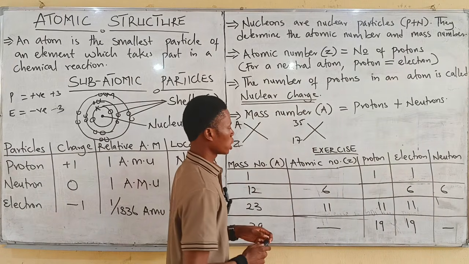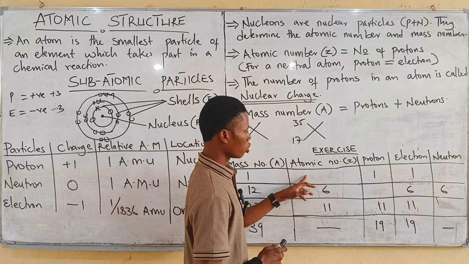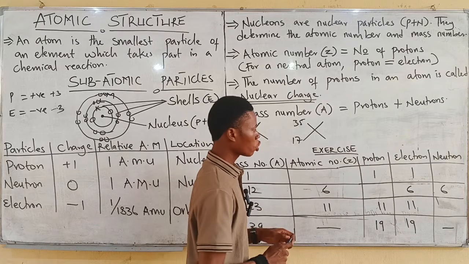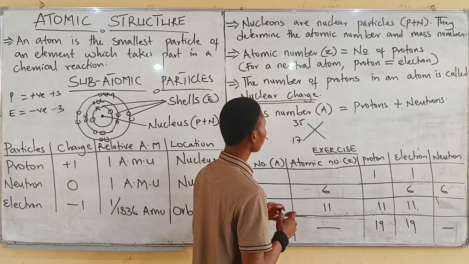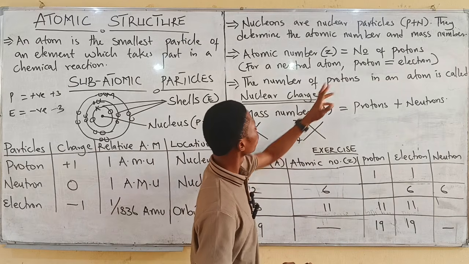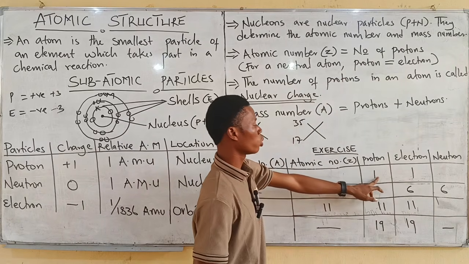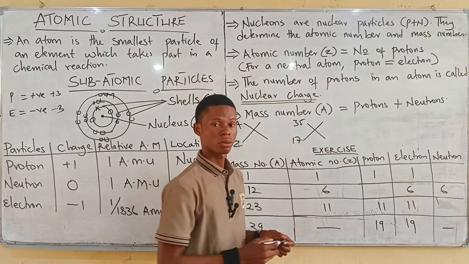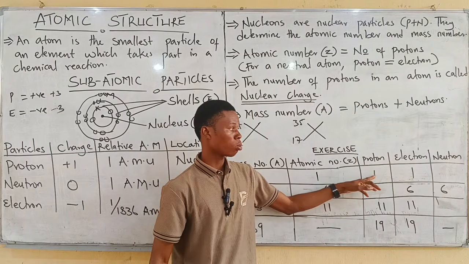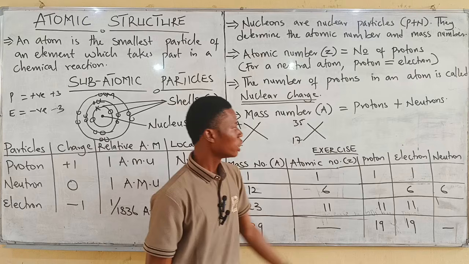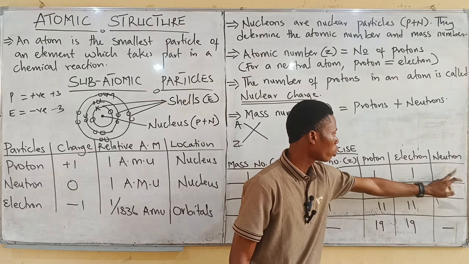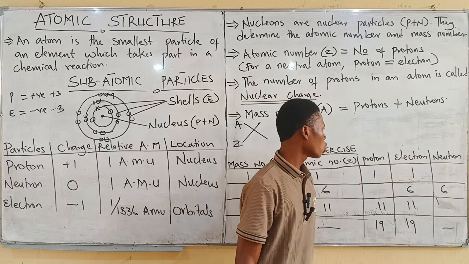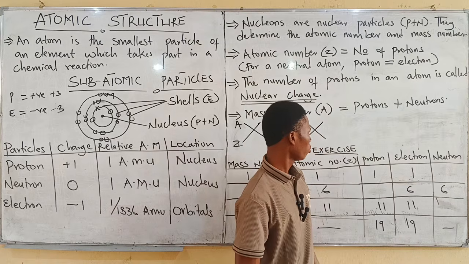Now, let's fill this up. What do you think will be the atomic number? Remember, atomic number is equal to the number of what? The number of protons. And the number of protons there was given as 1. So atomic number will be equal to 1, because atomic number equals the number of protons. Now, we have neutrons here. We're not giving. How do we get neutron? Is that a problem? Never.